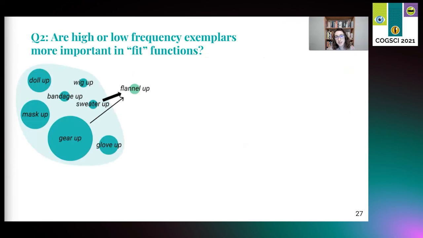Another question we're interested in this work is which exemplars matter most in fit functions, and especially whether high or low frequency exemplars matter more. So in this example, is the low frequency exemplar sweater up more important in generating novel coinages like flannel up? Or is the high frequency exemplar gear up more important? Based on the existing literature, there's reason to expect either might be true.